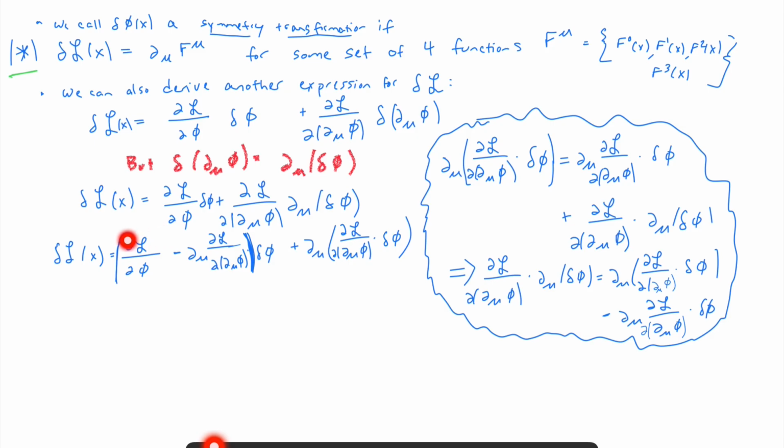The change in Lagrangian is this minus this, and the whole thing in parentheses times delta phi, plus this term over here. Now look at this term over here. This is the exact term, maybe multiplied by -1, that appears in our Euler-Lagrange equation. And remember, in the Euler-Lagrange equation, this term is equal to 0.